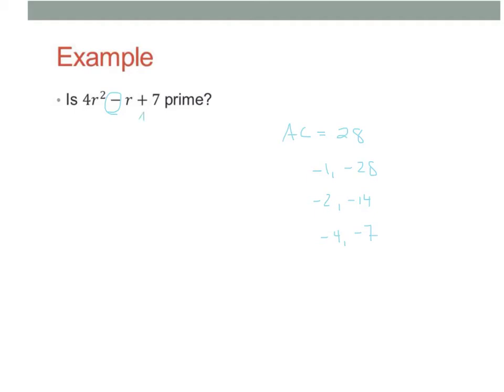And so really, because it multiplies to be a positive 7, those signs have to be the same. And do any of those pairs add to be a negative 1? They don't. There is no way to factor this. It is prime.